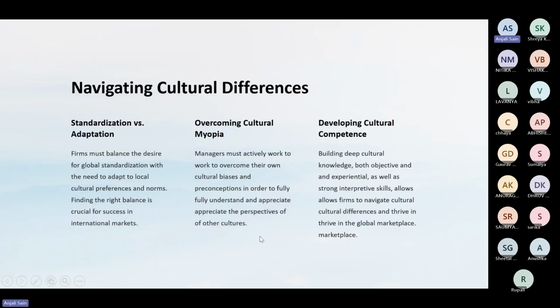Now I'm navigating cultural differences. I'm identifying the cultural differences that could be possible. First is standardization versus adaptation. Firms must balance the desire for global standardization with the need to adapt to local preferences and norms. Look, whatever manufacturing unit the firm has, they want their product to be a standardized product, but they can't make a standardized product because it will not help in selling their product in foreign markets. To sell your product in local foreign markets, you need to adapt your product according to their cultural preferences and norms.